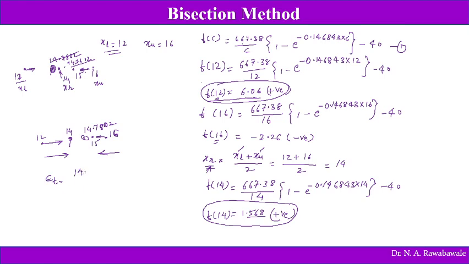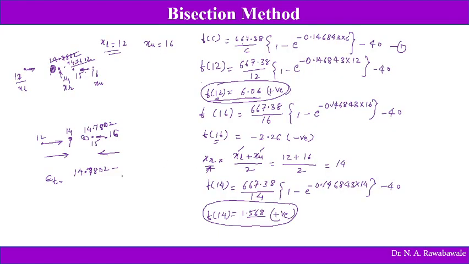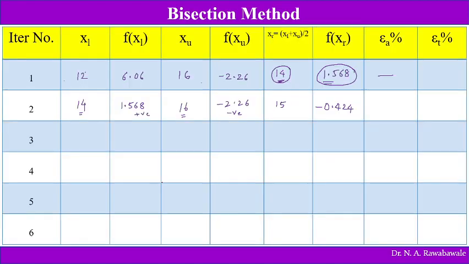True value is 14.7802 minus the revised value which we have obtained, which is 14, divided by 14.7802 into 100. So on simplification we get this error as 5.279%. So true error in this first case is 5.279.